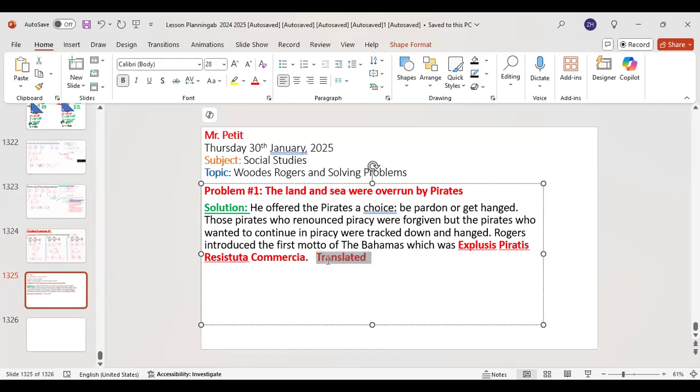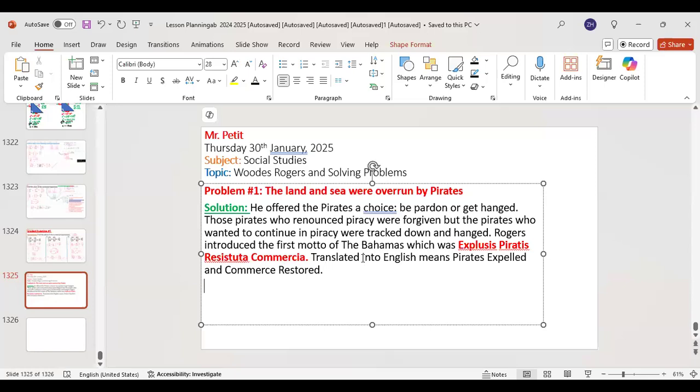All right, so translated into English, it means pirates expelled and commerce restored. Pirates expelled and commerce restored.